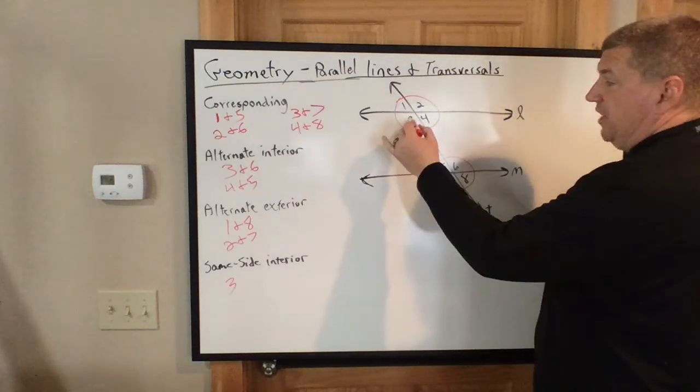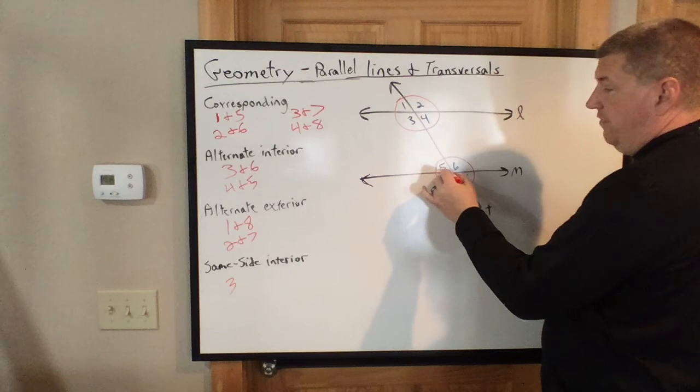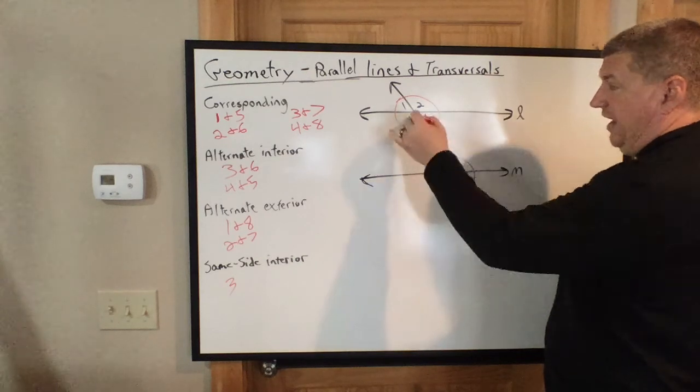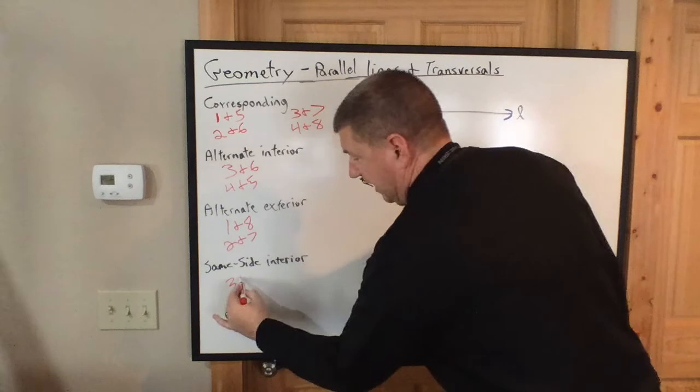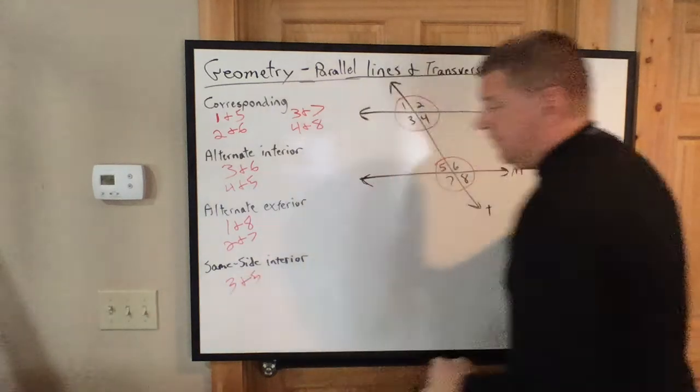So same side of the transversal is angle 5. It's in a different cluster. It's still an interior angle. So that gives me angle 5.